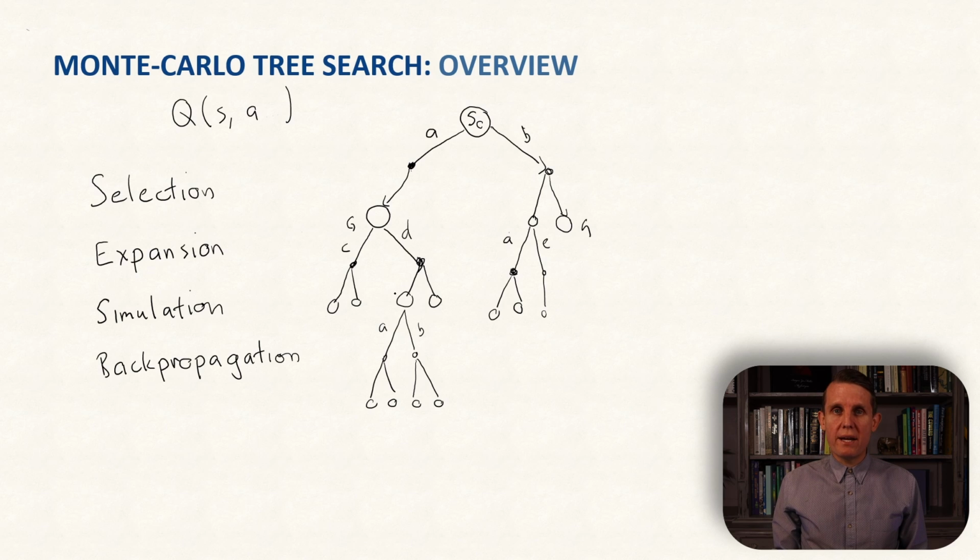Is this node fully expanded? Possibly, maybe there's a third action that's available from here, but let's say this node is fully expanded. We have to choose between action A and B. We're going to use a multi-armed bandit algorithm again, and in this case, it's going to choose action A. And let's assume we end up finally down at this outcome here.